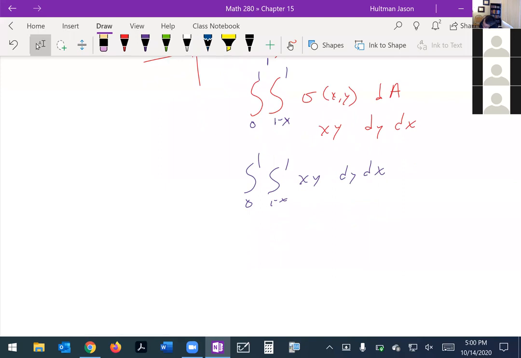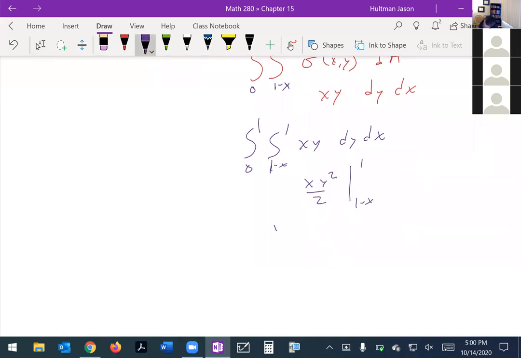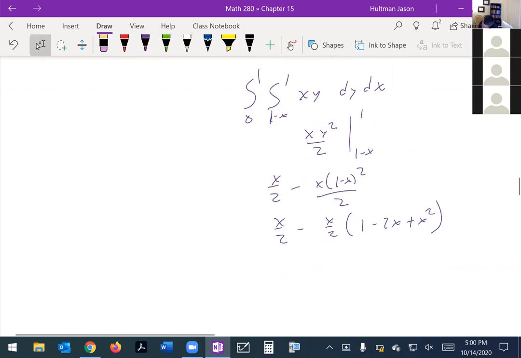Okay. So integrate first with respect to y. This becomes xy squared over 2 from 1 minus x to 1. So this becomes x over 2 minus x times 1 minus x squared over 2. Okay. So this becomes x over 2 minus x over 2 times 1 minus 2x plus x squared, squaring that out. Distribute the x over 2, so x over 2 minus x over 2 plus x squared minus x cubed over 2. Okay, so those cancel.